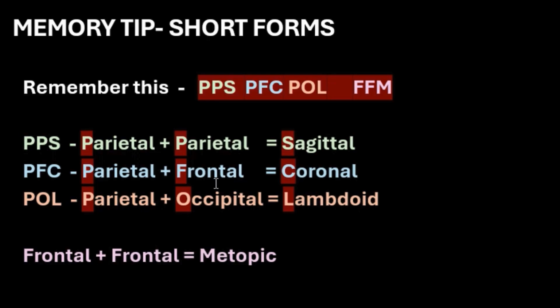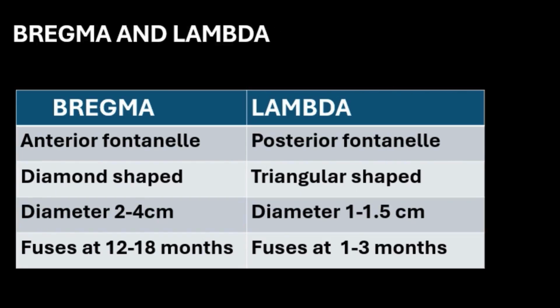In between occipital and parietal, the lambdoid. In between frontal and parietal, the coronal. In between two parietal, it is sagittal. So PPS, PFC, POL, FFM will help you to remember it in a better fashion.